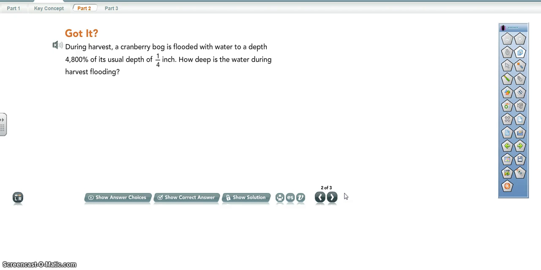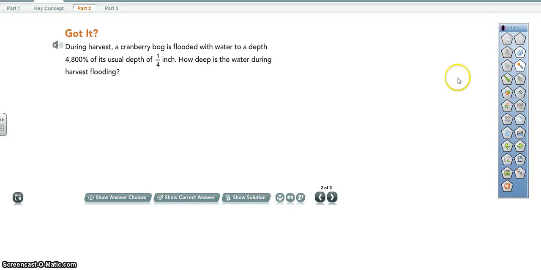All right, here's another question. During harvest, a cranberry bog is flooded with water to a depth of 4,800% of its usual depth of 1/4 inch. How deep is the water during harvest flooding?